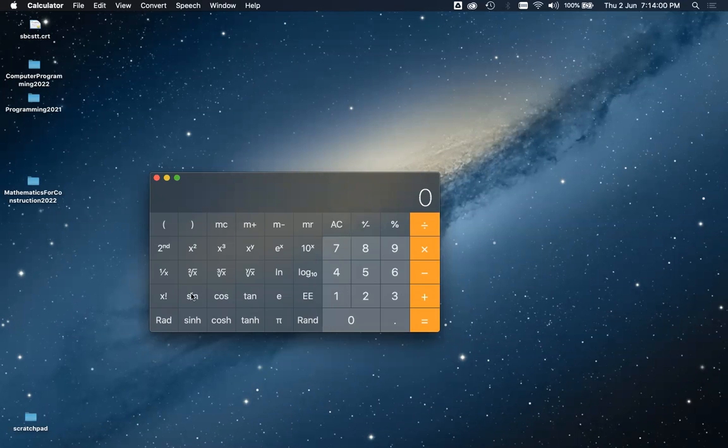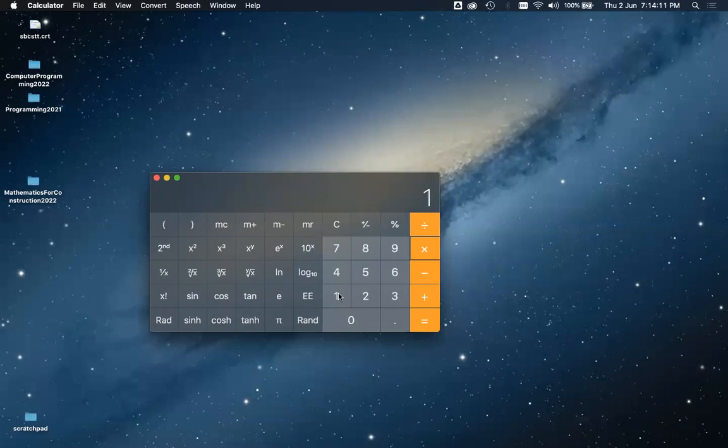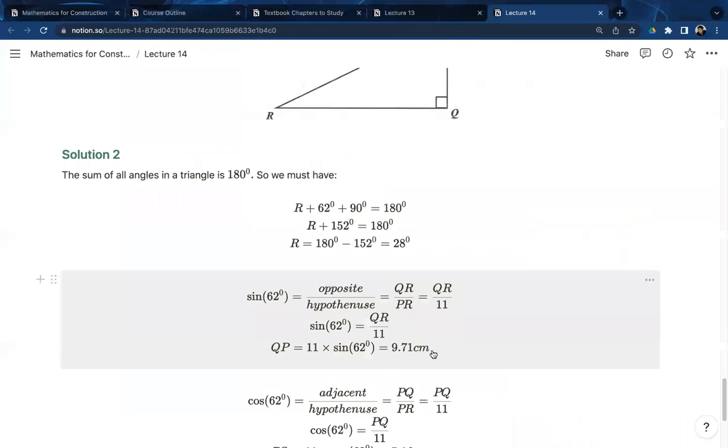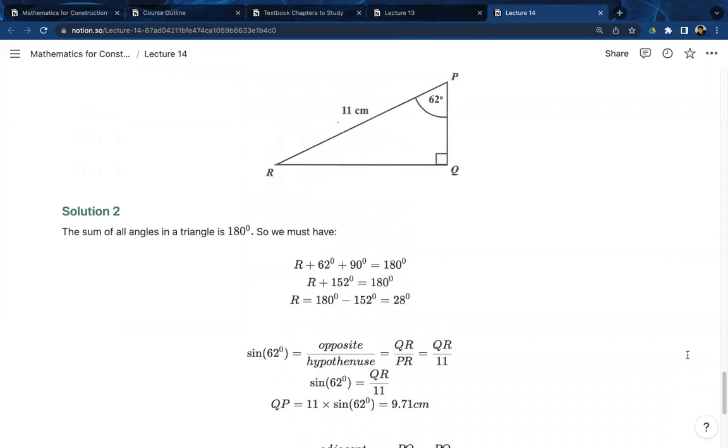So sine, how is it this way? 62 degrees, the sine of that, multiply by 11, equals 9.71. Two decimal places precision is fine for questions like this. So 9.71 centimeters. How do you find the other side?